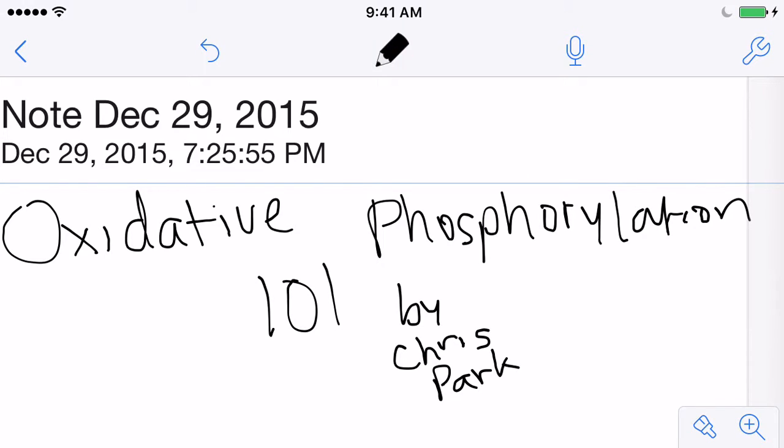Hi, welcome to Oxidative Phosphorylation 101. Today I will be covering where oxidative phosphorylation occurs, what happens in it, and the products of it.